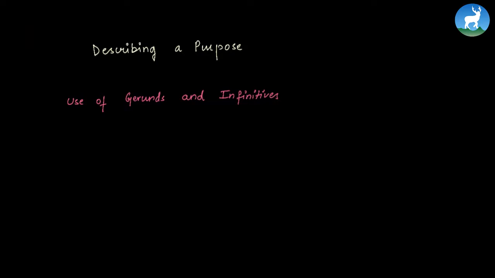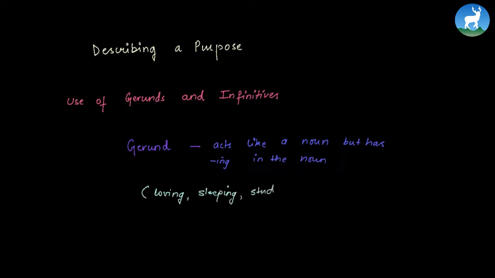Now we move ahead, and in the second part we will be learning about describing a purpose. In English, while describing a purpose, we use gerunds and infinitives. Now we should know what a gerund is. A gerund always acts like a noun, but the only difference is that it has an ing ending. Examples: loving, sleeping, studying. Now the infinitive. An infinitive always has a to before the verb. For example, to dance, to laugh, or to sleep.